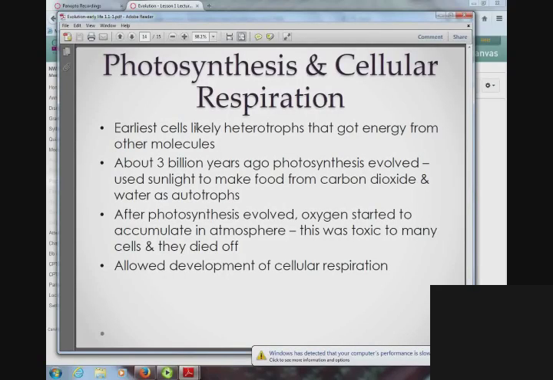The earliest cells were likely heterotrophs, which means that they got their energy from other molecules. About 3 billion years ago, photosynthesis evolved, which uses sunlight to make food from carbon dioxide and water, as the autotrophs do. After photosynthesis evolved, oxygen started to accumulate in the atmosphere. This was toxic to many cells, so they died off, but it also allowed the development of cellular respiration, which requires the presence of oxygen.